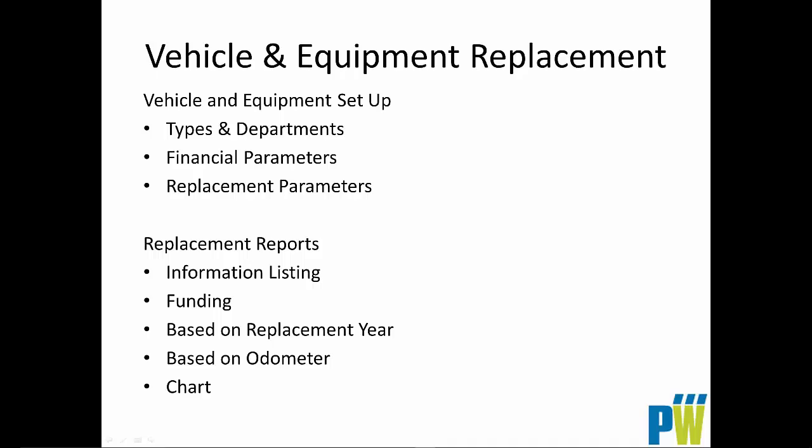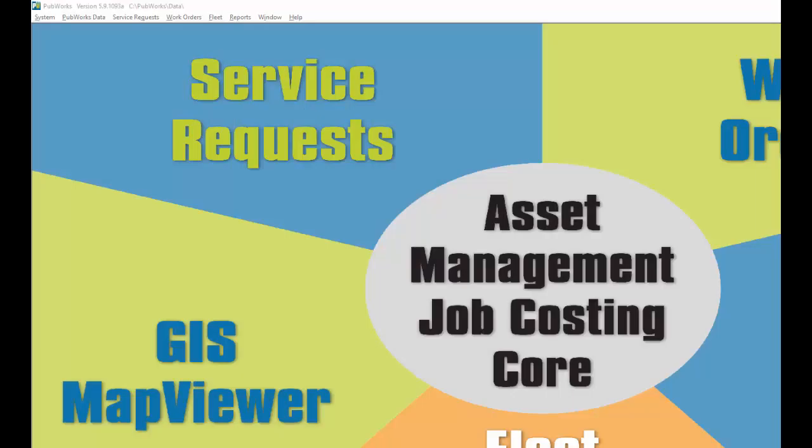With regard to vehicle inventory setup, 3 kinds of data are needed to make our software functions work well. These 3 types of data are categorization, especially equipment and vehicle type, and owner department, and financial parameters and replacement parameters. Let's take a look at how and where to do this.